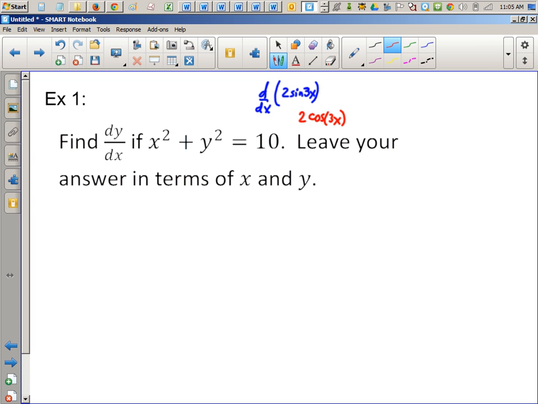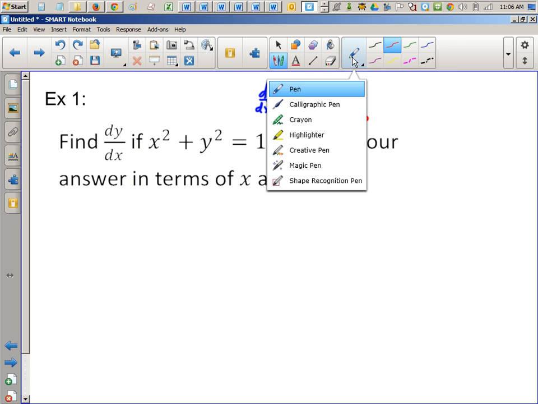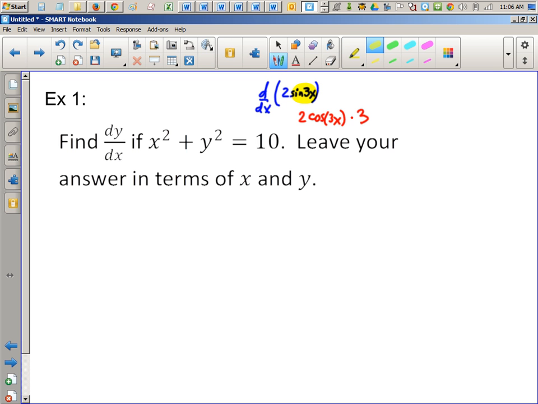Times 3. Derivative of the inside. Yeah, you got it right. It's 6 cos 3x. Maybe take a minute longer than the last one, but you could get it right. Notice that 3x is still there, right? It's just the input. The input of sine was 3x. So the input of its derivative should be 3x. The domain doesn't change. Maybe you get a subset or something. Lose an endpoint. Okay. Any questions on that?